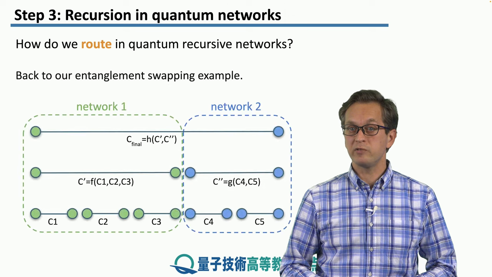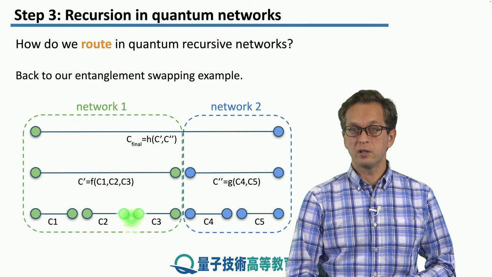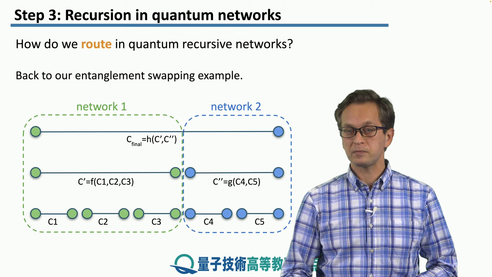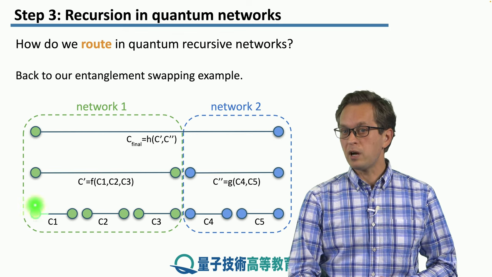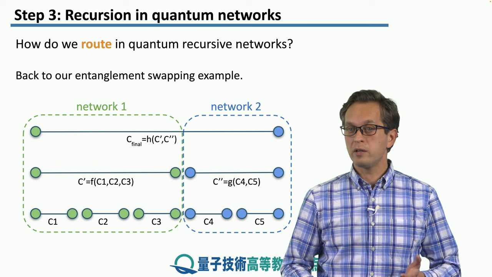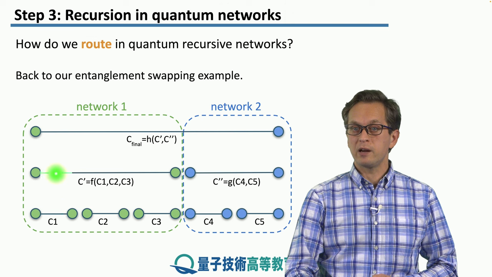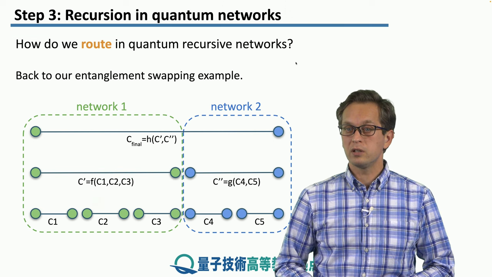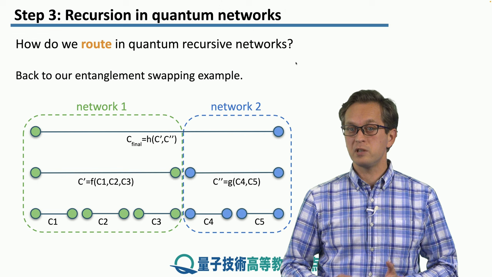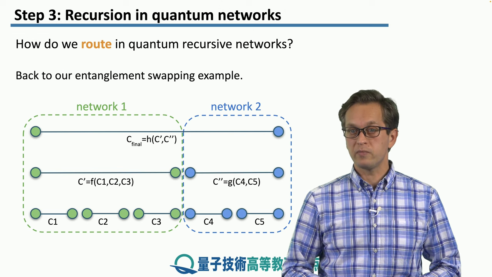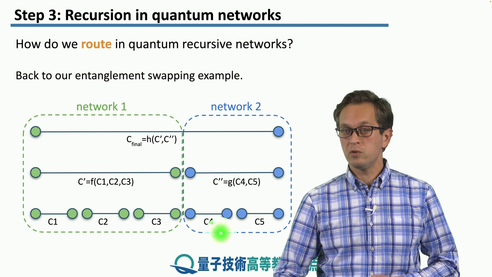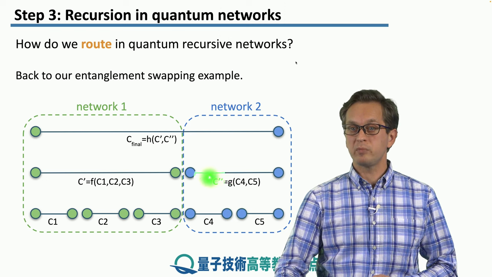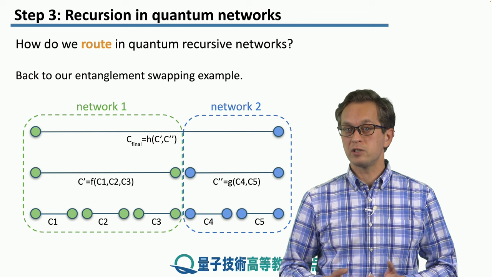So if we return to our example of entanglement swapping, we have the following scenario. Each of these link-level entanglements has a different cost, C1, C2, C3, C4, C5. They are different purely because there could be longer length links or the hardware could be heterogeneous. As we move one layer higher, the cost of the following connection between the end nodes in network one is given as a function of the lower layer costs. It's a function of C1, C2, and C3, resulting in some cost C prime. Similarly for network two, we can use these link costs C4 and C5 to compute the new link cost C double prime, which is given by some function G. And it's a function of C4 and C5.